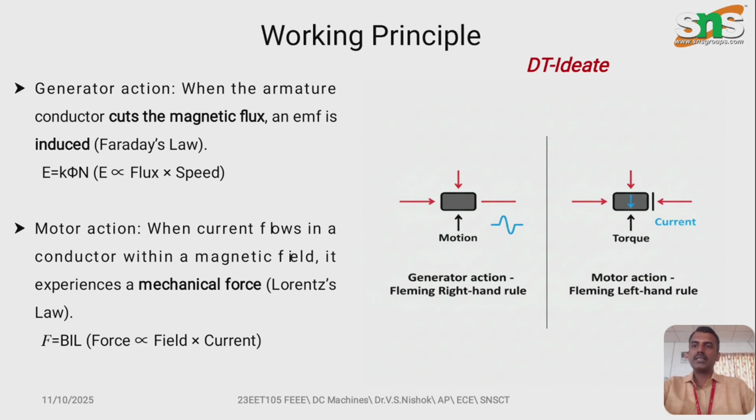Similarly, for motor action, we follow the Lorentz law, which describes how electrical energy is converted into mechanical energy, with the equation force F equal to BIL. B represents the magnetic flux density, I represents the current flowing through the conductor and L represents the length of the conductor. Here the diagrams represent the generator action and motor action. The motor action follows Fleming's left hand rule and the generator follows Fleming's right hand rule.